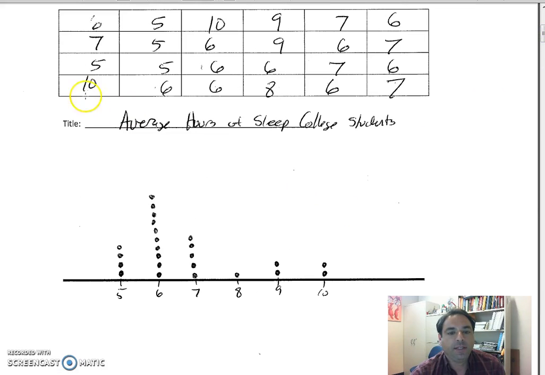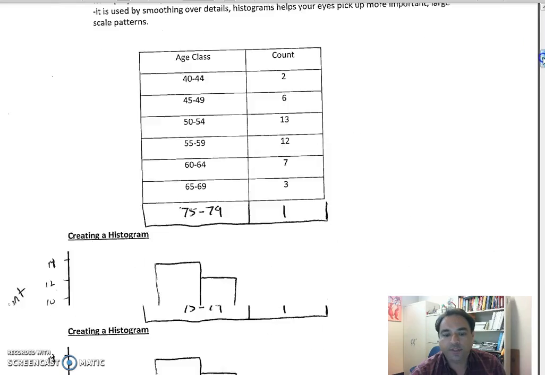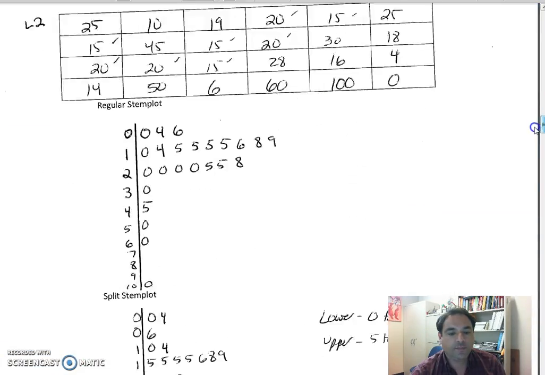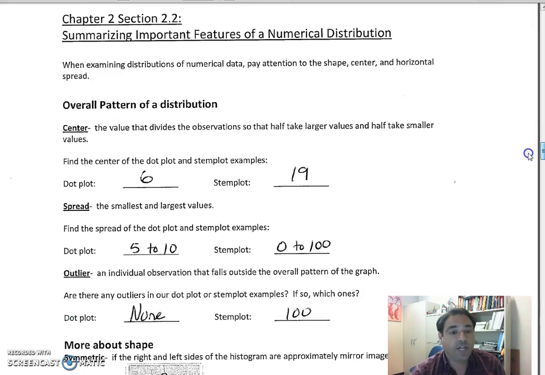at the dot plot, there are 1, 2, 3, 4, 1, 2, 3, 4, 5, 6. There are 24 numbers. So the center would be about the 12th one. 1, 2, 3, 4, 5, 6, 7, 8, 9, 10, 11, 12. So 6 would be the center. So the center for the dot plot would be 6.